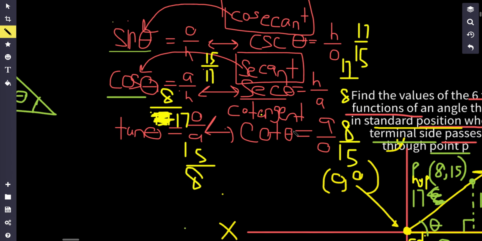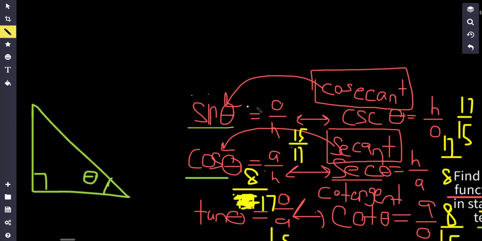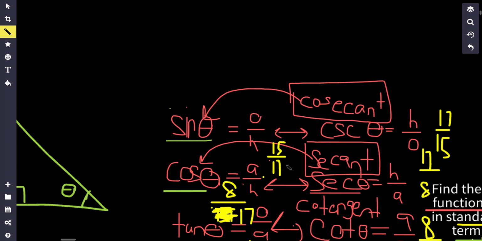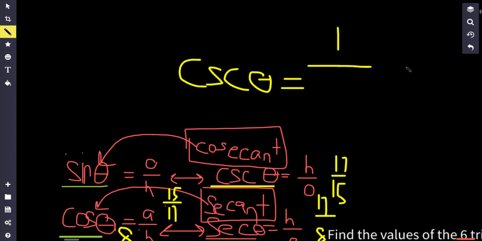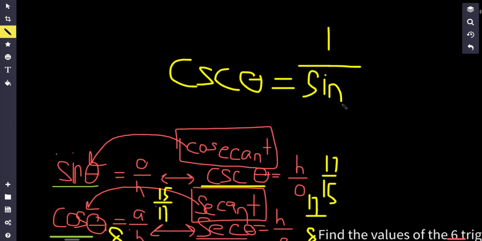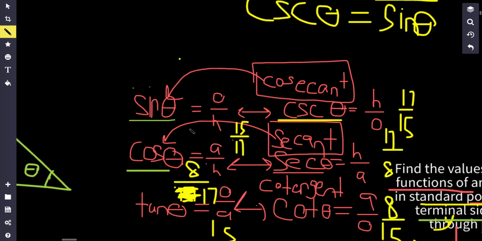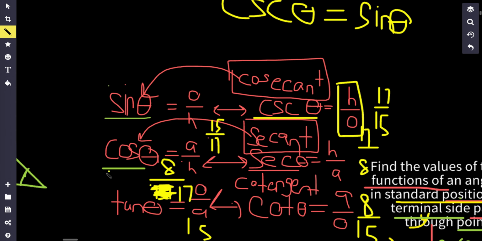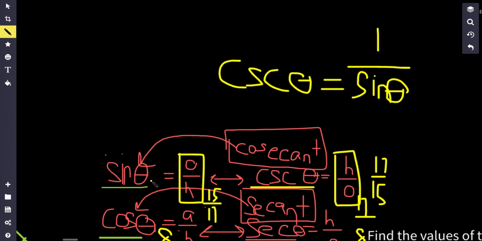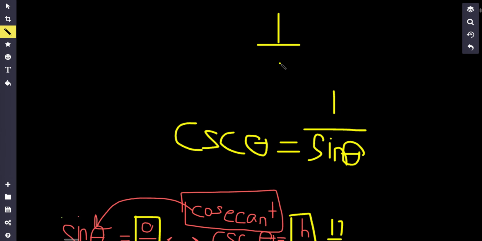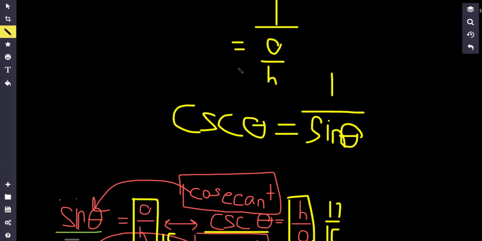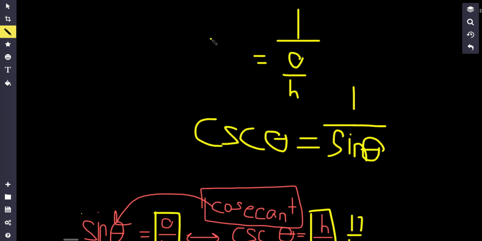And just a quick reminder, because these two things are reciprocals of each other, cosecant of theta has to be equal to 1 over sine of theta. If you don't get that, you can plug in the formula and check for yourself. Sine of theta, we know, is opposite over hypotenuse, so let's substitute that in here: 1 over opposite over hypotenuse. Cosecant of theta, we know, is hypotenuse over opposite.